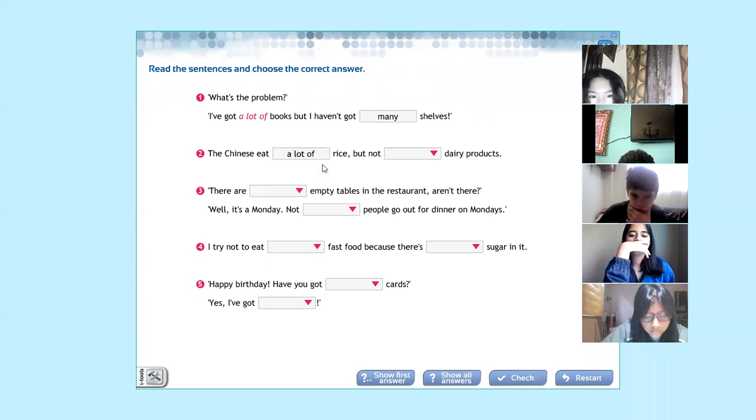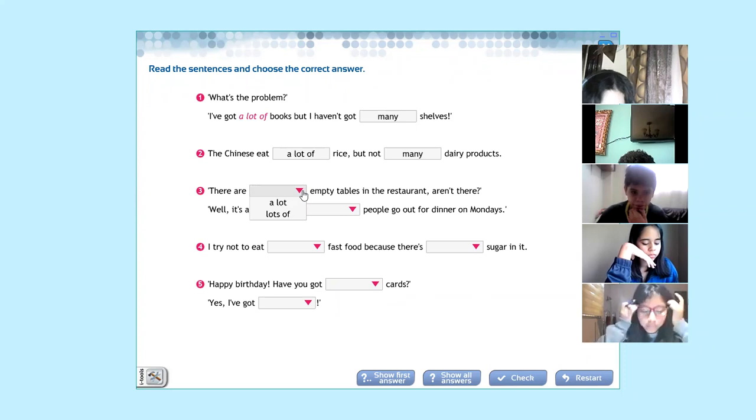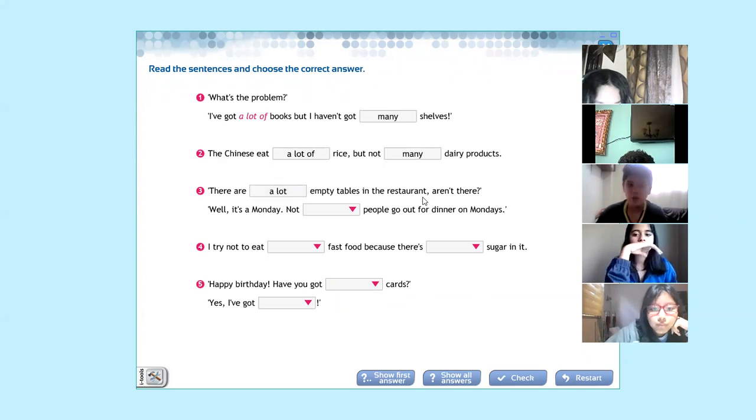A lot of rice, but not many dairy products. Many, okay. Number 3. There are a lot empty tables in the restaurant. Aren't there? Well, is Monday not?